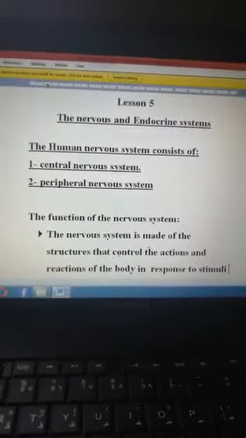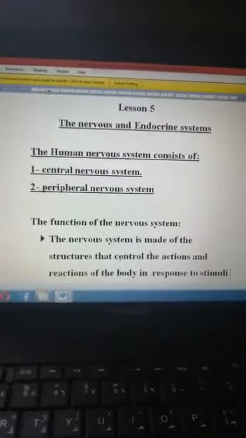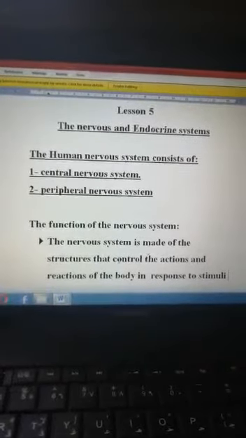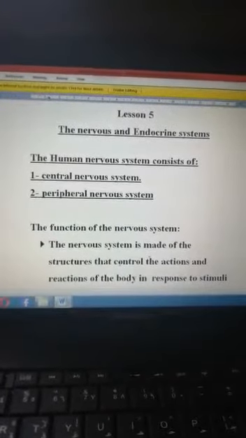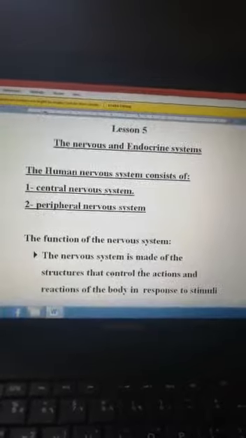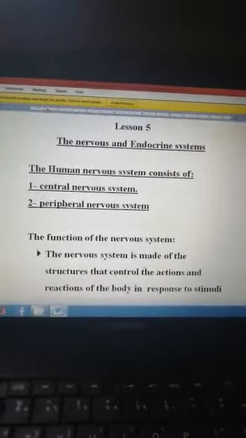Good afternoon. Today we talk about the nervous and endocrine systems. Let's start with the nervous system. The human nervous system consists of central nervous system and peripheral nervous system.